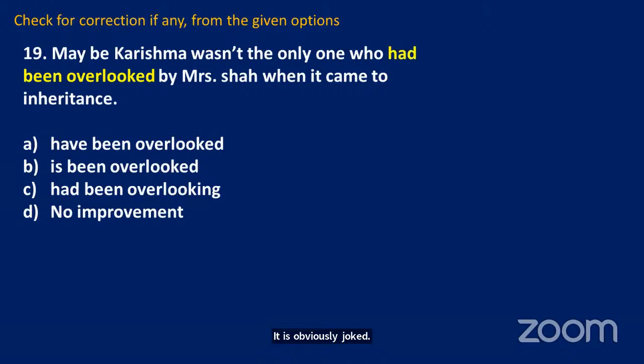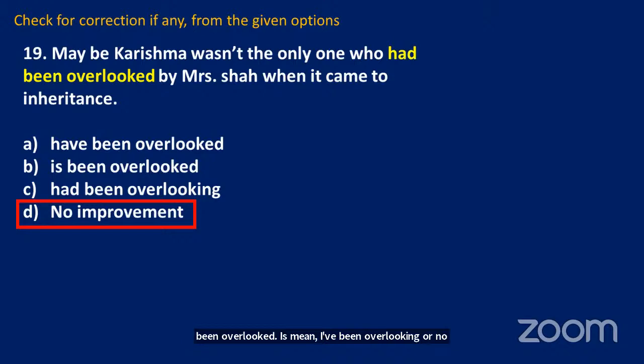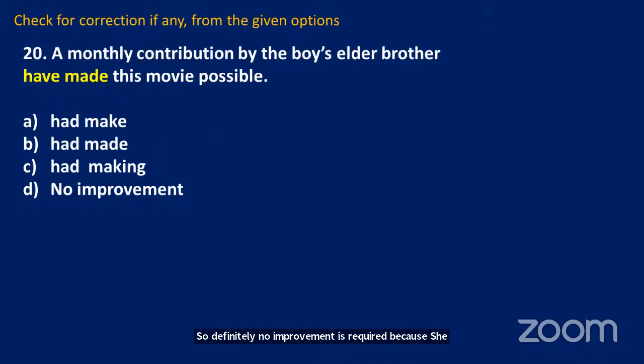See the next question. Maybe Karishma wasn't the only one who had been overlooked by Mrs. Shah when it came to inheritance. So you have to replace had been overlooked by have been overlooked, is being overlooked, had been overlooking, or no improvement. So definitely no improvement is required because she wasn't the only one who had been overlooked, is right.